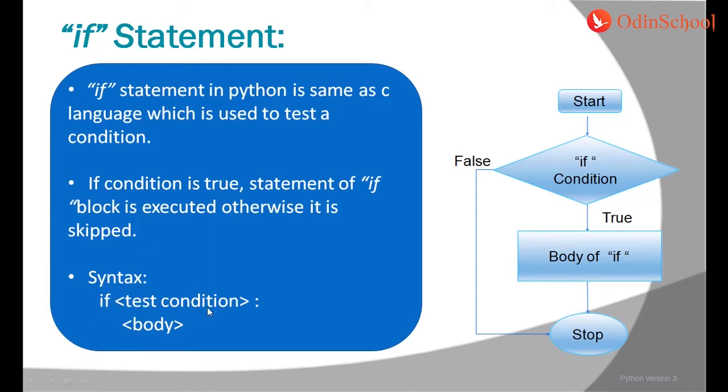Then we use the condition, like we have already seen the relational operator, arithmetic operator. These conditions we can create by using the operators, and then a colon. Colon means the if definition is finished, and then the body would start. In the body we are using the indentation, and by using the indentation we write the body of the if. I'll show you one example how to do this.